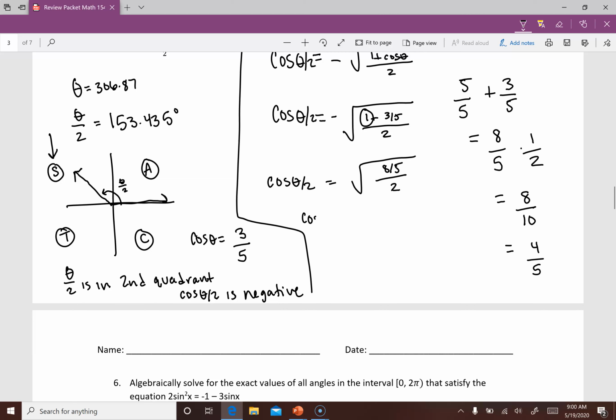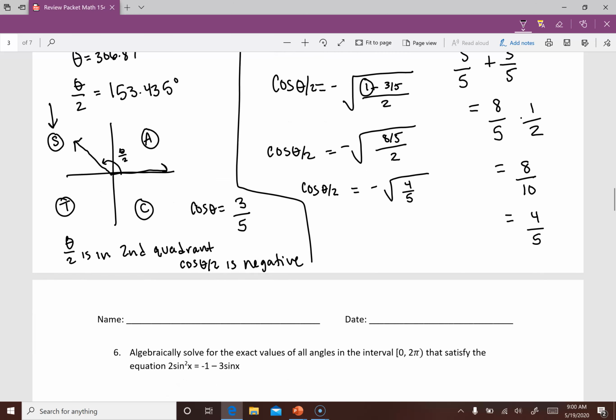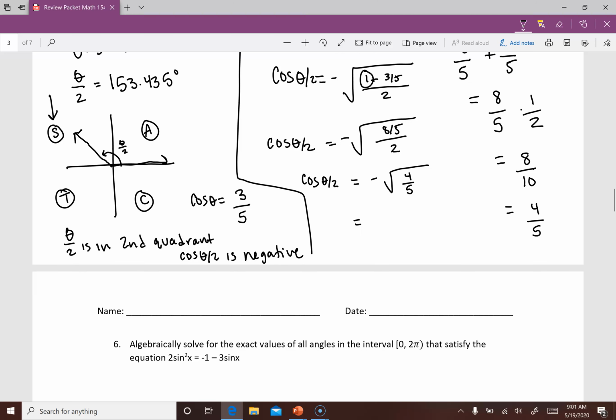So I really have that cosine of theta over 2 is equal to negative the square root of 4 over 5. Well, when we do the square root, we need to do the square root of the numerator and the denominator. So this is really going to give us negative 2 divided by root 5, right? Because we know that the square root of 4 is 2, and you have to carry that negative through. You can put it in the numerator, the denominator, outside, doesn't matter.